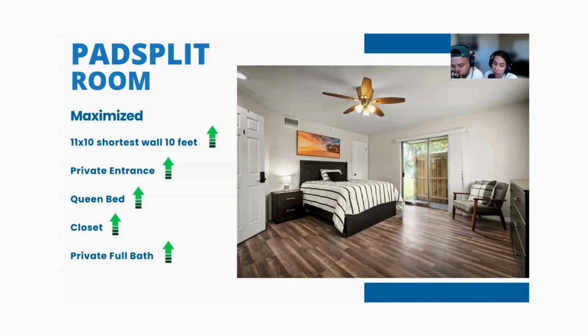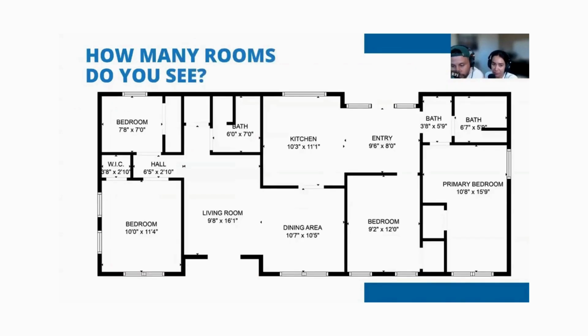We always recommend queen beds if you can do it, because some rooms are probably 8x10, where the queen bed will take over the entire room, and now it's not a good idea to put a queen bed right there. So this is an example of a potential house. We like to do these exercises so you can kind of get your wheels turning.